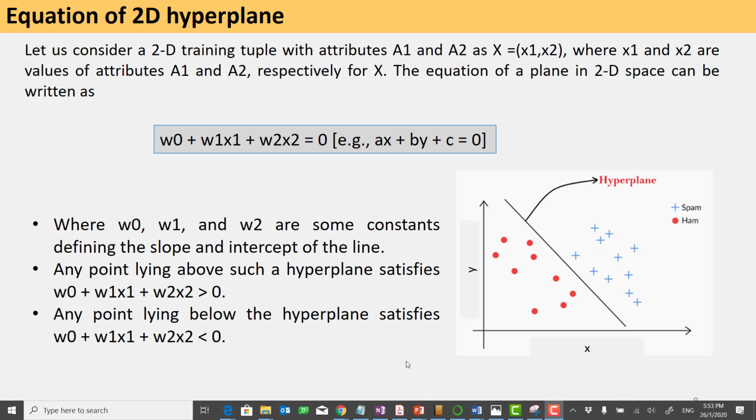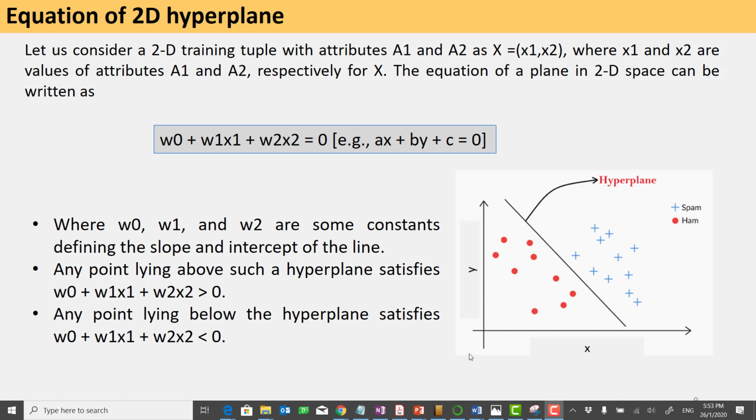The idea applies here the same way. Whichever falls on the positive side is greater than 0, and whichever falls on the negative side is less than 0. So the expression can be written as w0 plus w1 x1 plus w2 x2 greater than 0, and w0 plus w1 x1 plus w2 x2 less than 0 for those values which are less than 0.